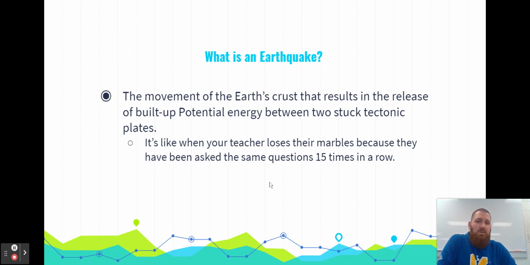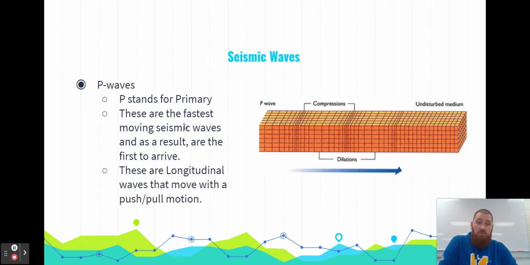The example I saw online for this that I liked, I figured I'd include it here. It's like when your teacher loses their marbles after being asked the same question 15 times in a row. So that pressure builds up and builds up and builds up, and then suddenly there's a very explosive release of energy that causes the earthquake, or that is the earthquake.